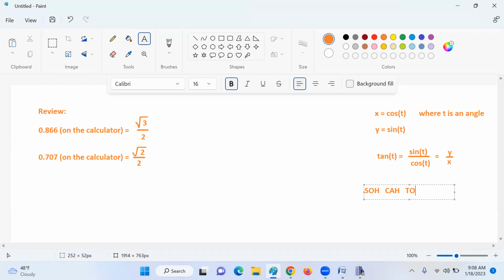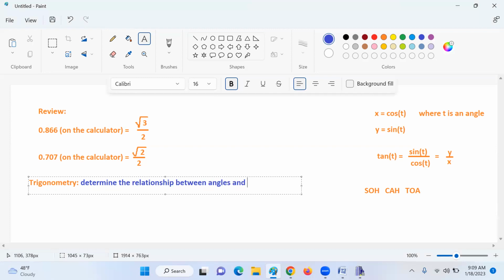SOHCAHTOA. Let me just put that down here. Trigonometry is about determining the relationship between the side length and the angle of a certain object, specifically on a right triangle, though in general on triangles. It might involve the unit circle, but it generally tells you that relationship between angles and side lengths. We can have the angle and one side length, and then figure out the rest of them.